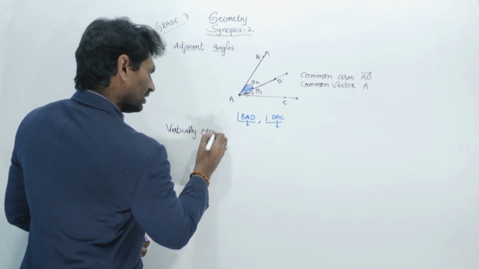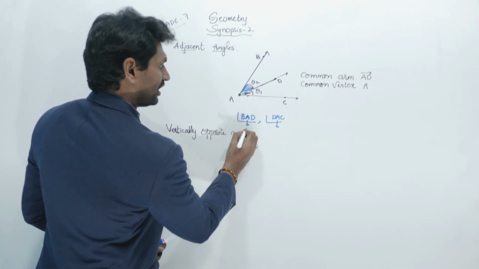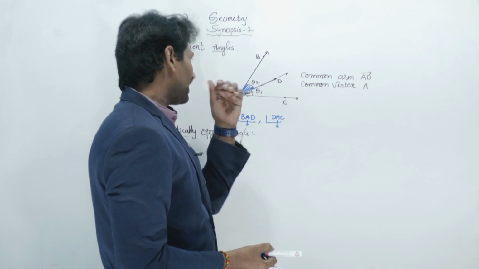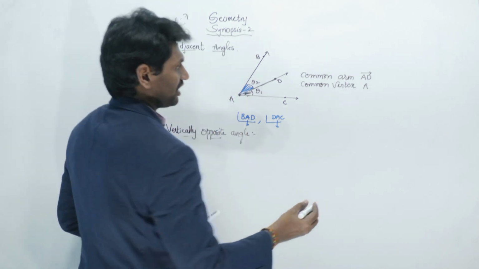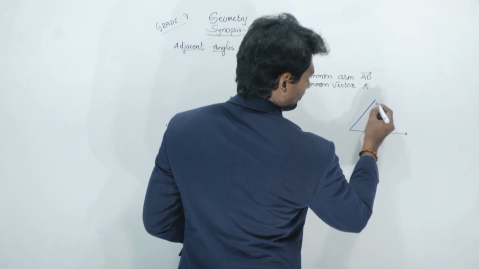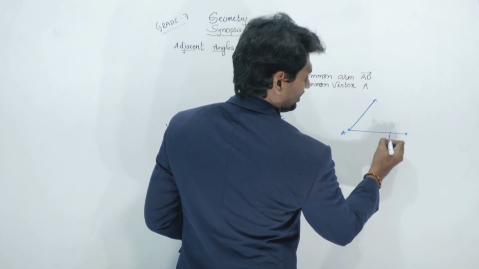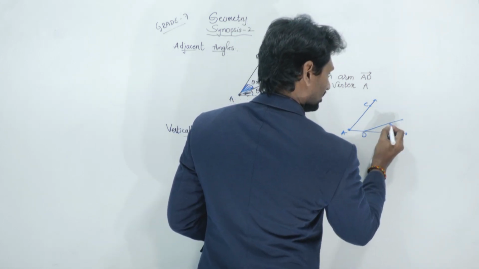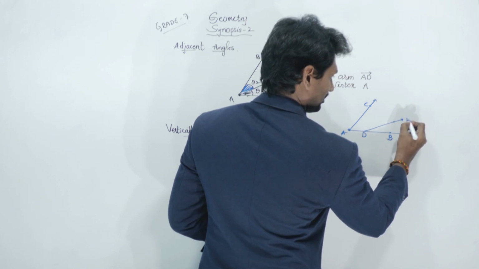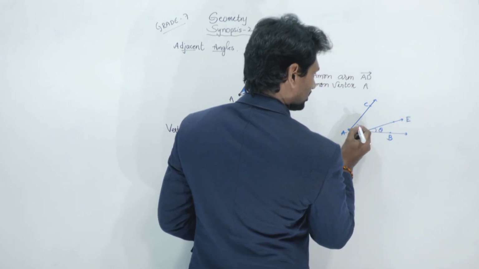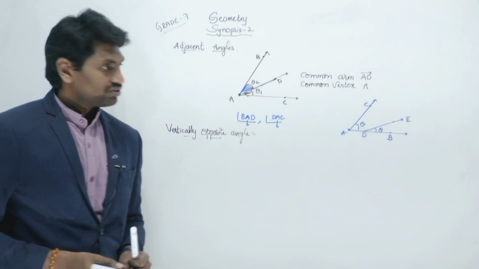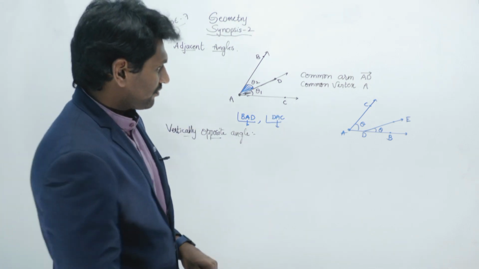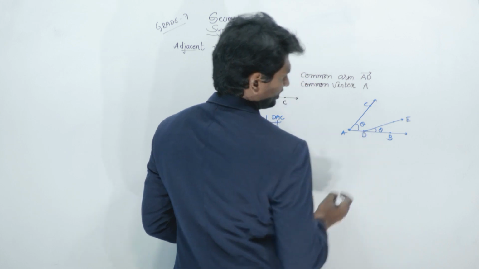Vertically opposite angles. So before that, let me take one rough diagram. Then you just say whether the given angles are adjacent angles or not. So I am drawing a picture here. Your AB is an arm, AC is an arm, and DE is an arm. Here one angle forms, here one angle forms. So can we take this as adjacent angles?